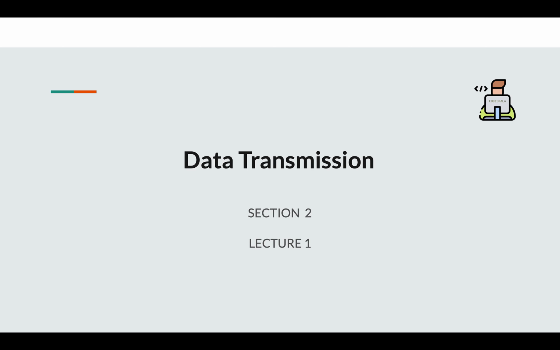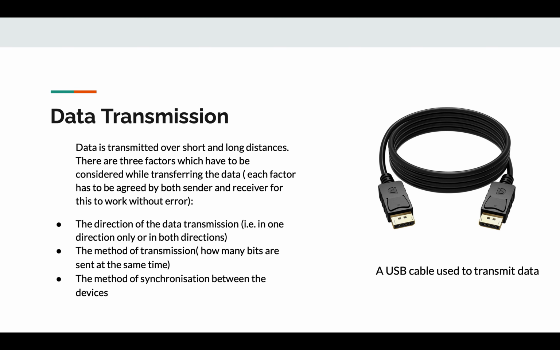Hello everyone, welcome to another lecture by Codeshala, and today we'll be getting familiar with the concept of data transmission. Data can be transmitted over short or long distances.